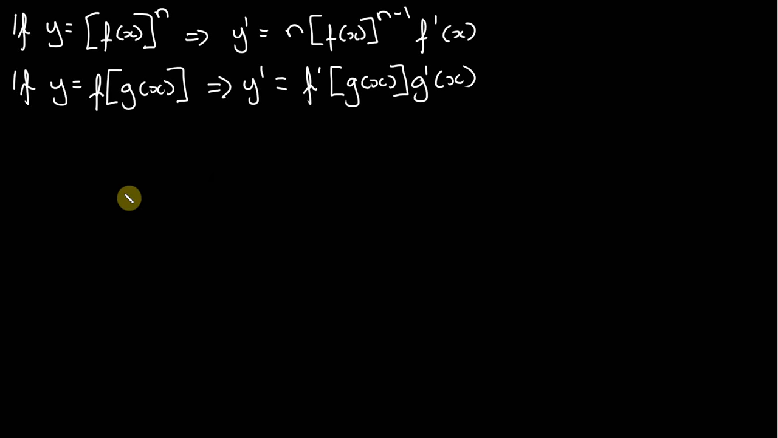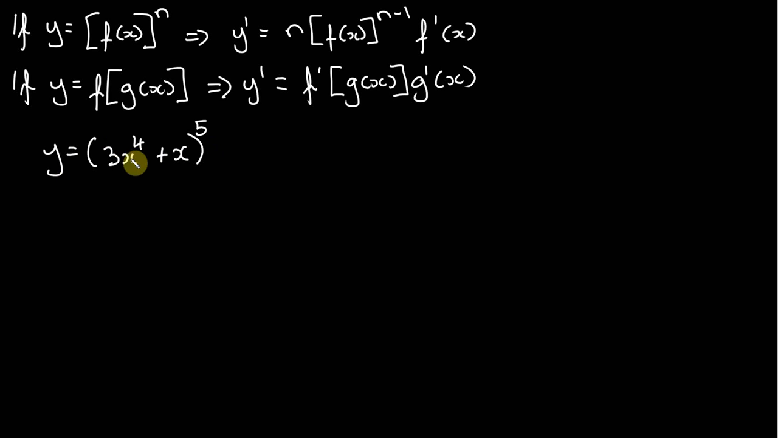In this case, let's just say we're given something like y equals (3x to the 4th power plus x), and we'll raise all of this to some power, let's say 5. Now we need to differentiate this with respect to x.